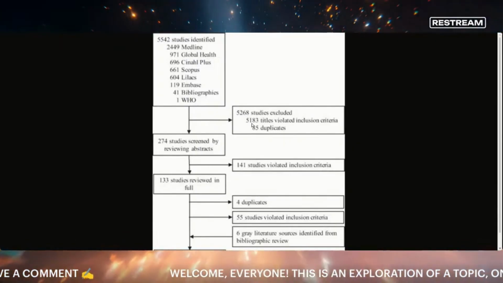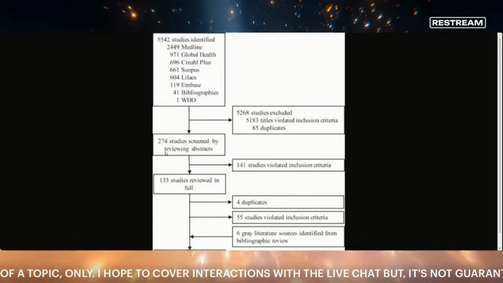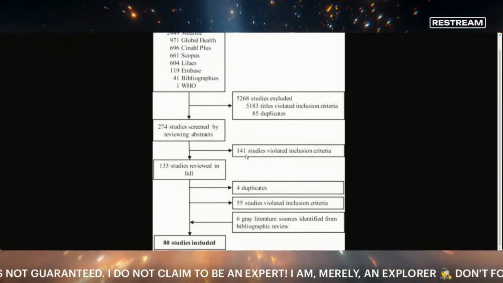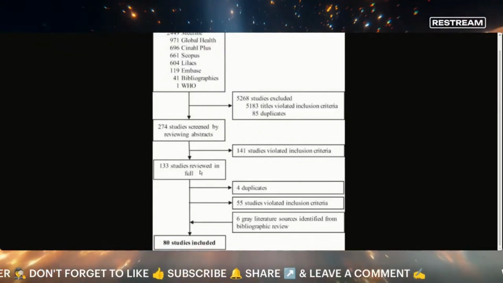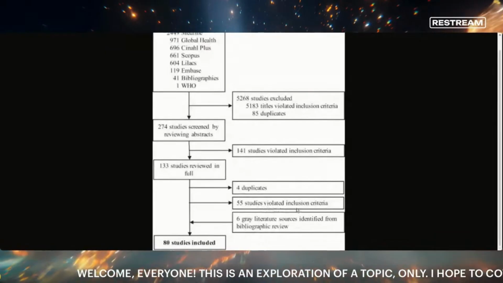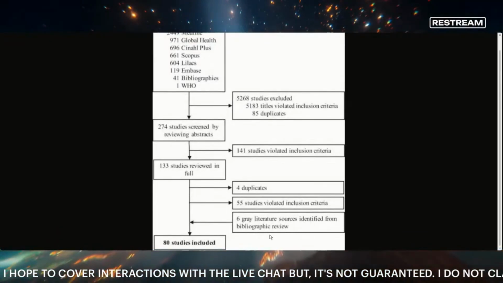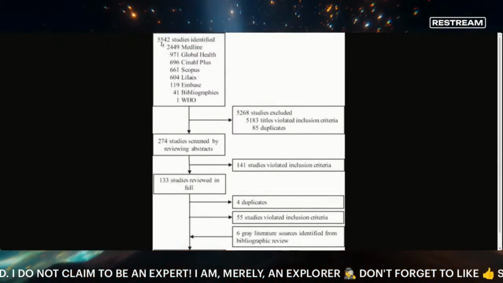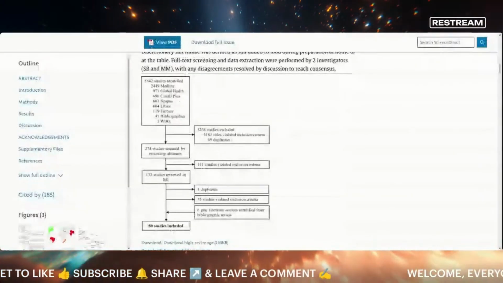5,268 studies were excluded: 5,183 titles violated inclusion criteria, and 85 of them were duplicates. 274 studies were screened by reviewing abstracts. Of them, 141 studies violated inclusion criteria. So 131 studies were reviewed in full. 4 of them were duplicates. 55 studies violated inclusion criteria. 6 grey literature sources were identified from bibliographic review, and 80 studies were included in the end out of those 5,542 studies that were identified. Okay, so that's that.